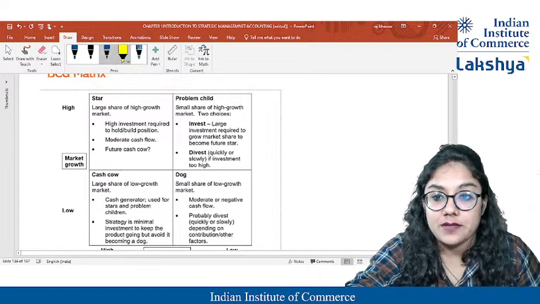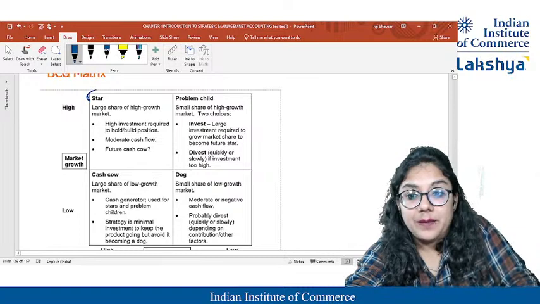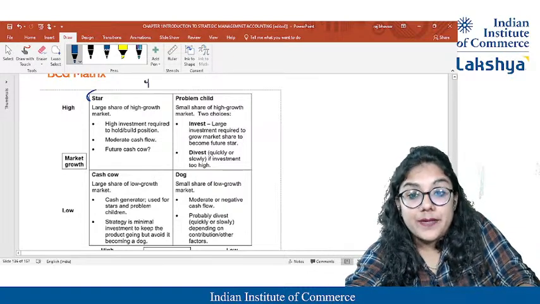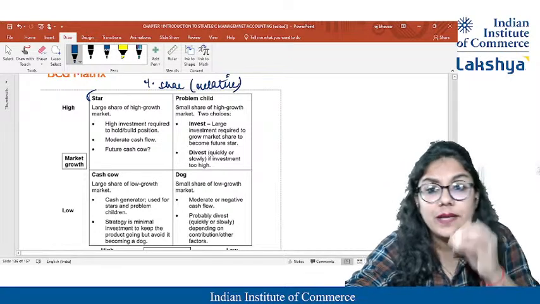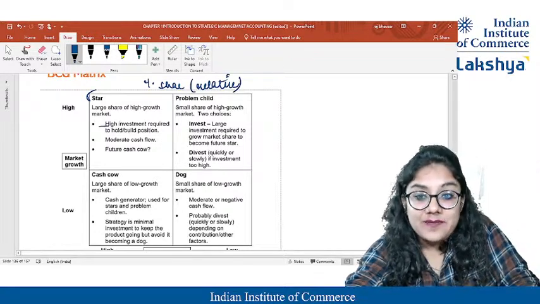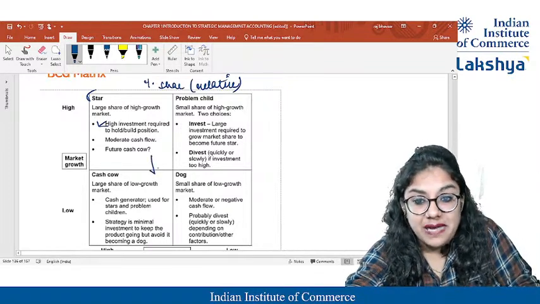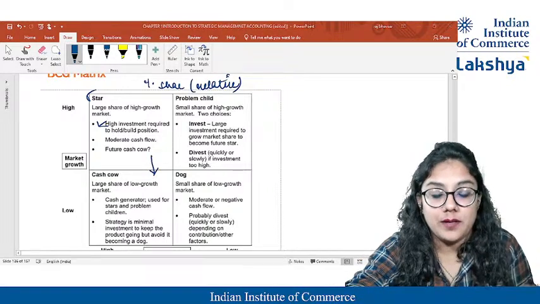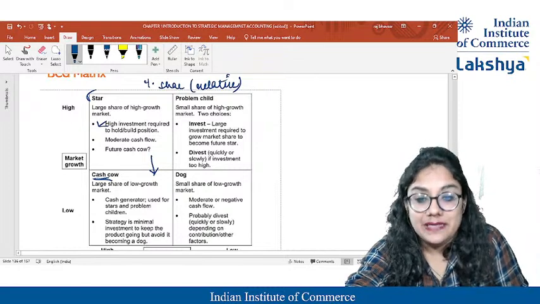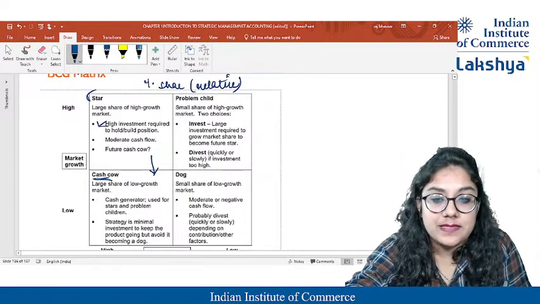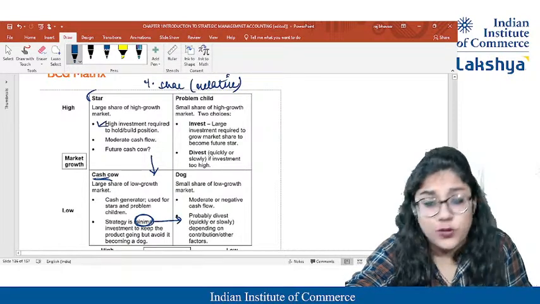For example, this is what is important. If it's a star, my market share and my relative share are both high. It means you are in a good position, and high investment is required because I want to still hold the position. But what if in the future the market reduces? Now the market is very common. If you still have so much, you'll be like a cash cow. The cash cow is used as a star in problem child, we'll try to have minimum investment here. If you still have more investment, you will be like a dog.